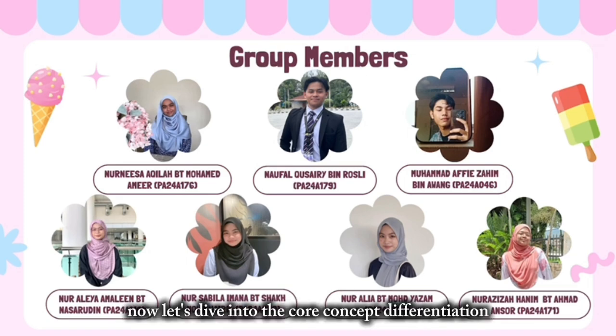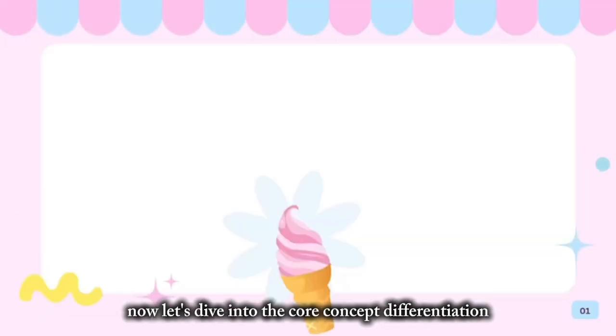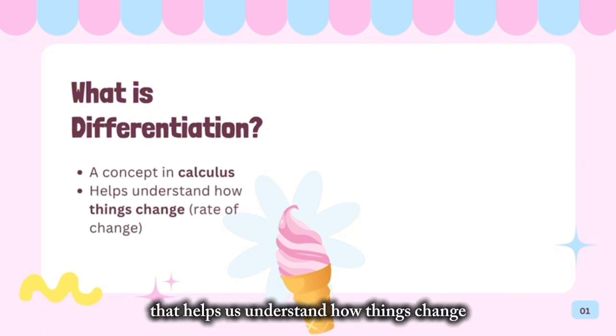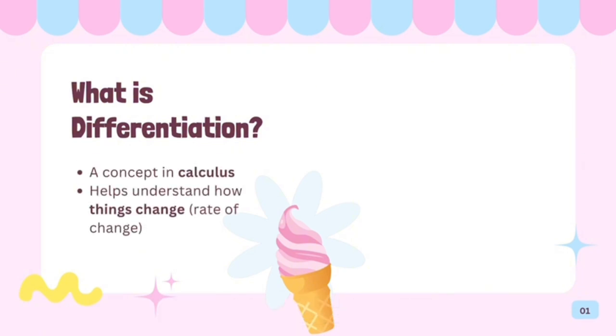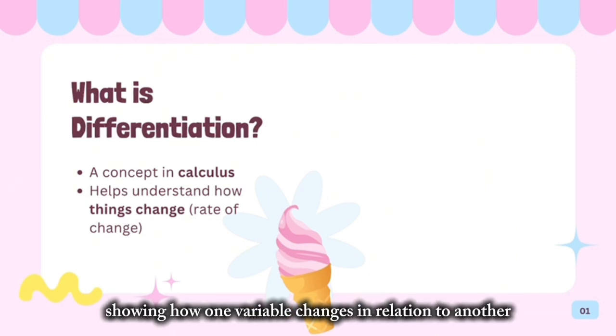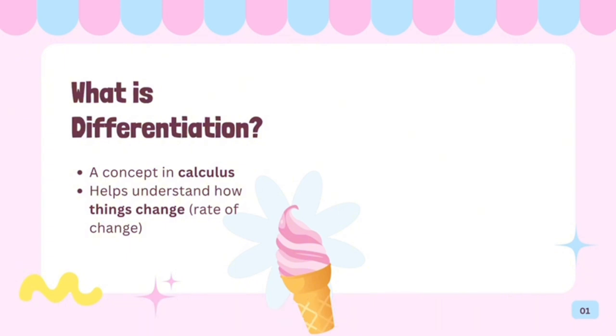Now let's dive into the core concept, differentiation. Differentiation is a key topic in calculus that helps us understand how things change. It's used to calculate the rate of change of a function, showing how one variable changes in relation to another.